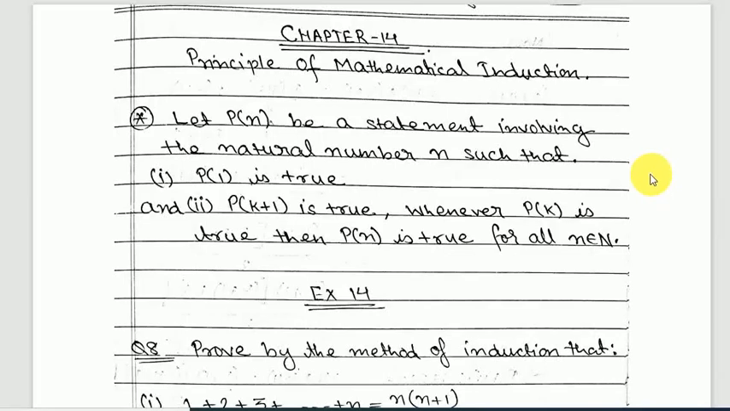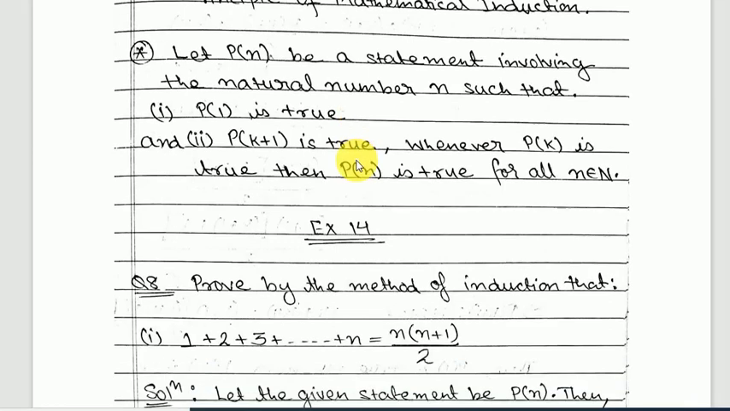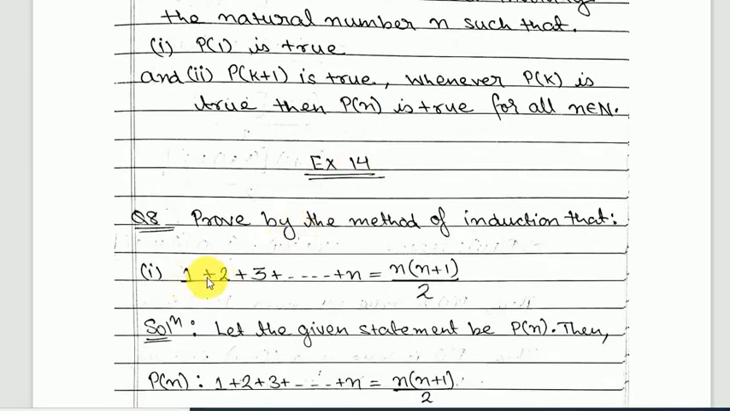Good morning, children. Today we are going to start a new chapter, chapter 14, Principle of Mathematical Induction. In this chapter, we will be given a statement which would involve natural number n, and we are supposed to show that the statement will be true for each and every natural number. For example, 1 plus 2 plus 3 plus so on till n is equal to n into (n plus 1) upon 2.